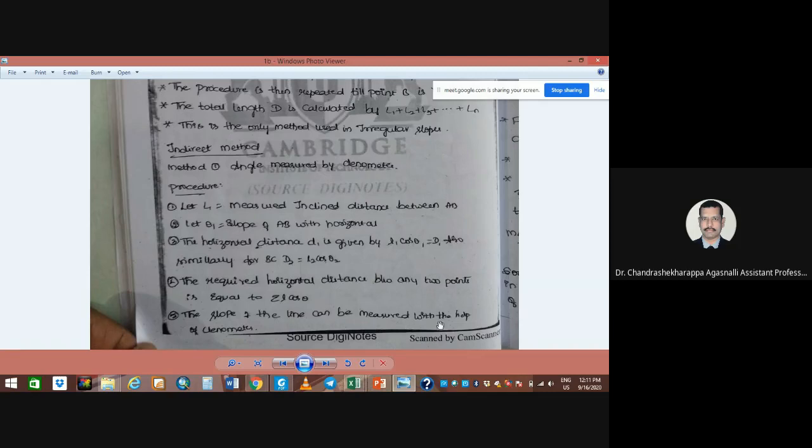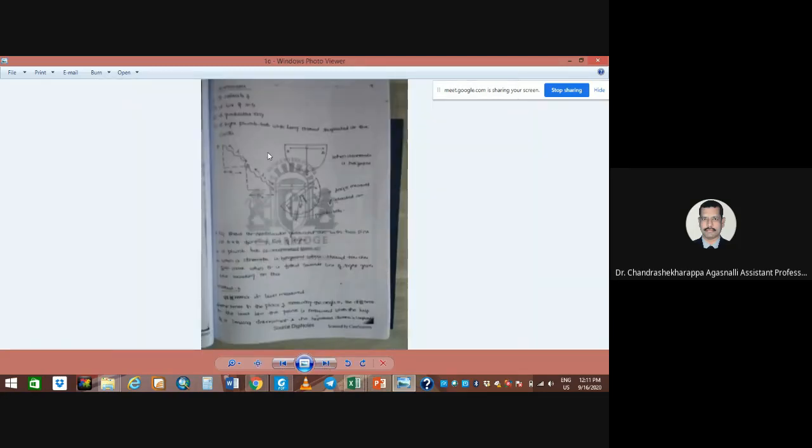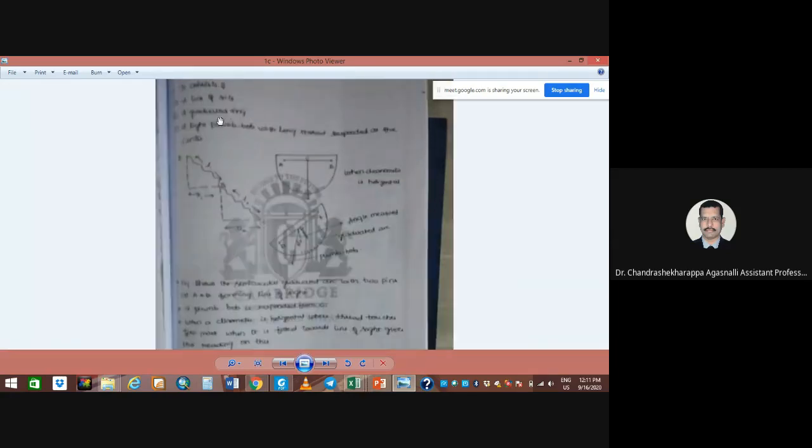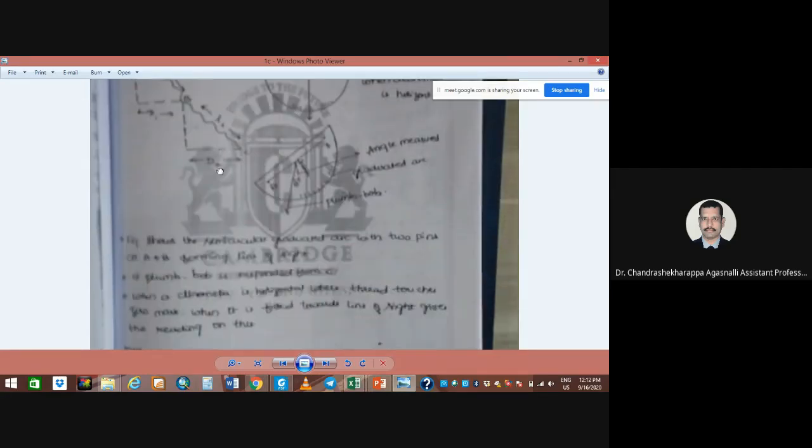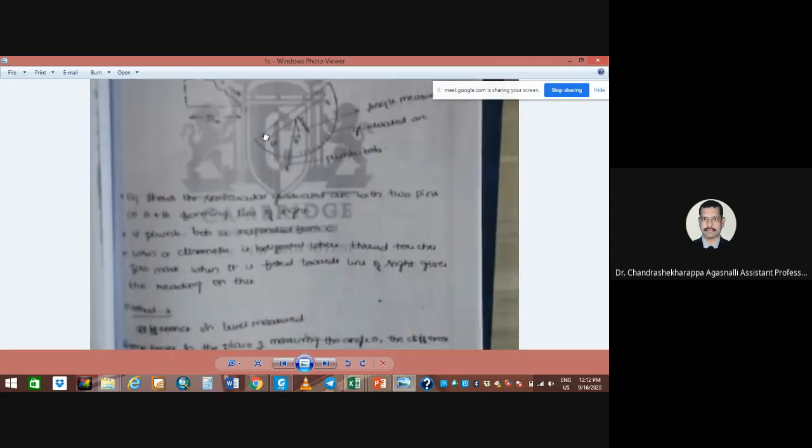The slope of the line can be measured with the help of a clinometer, that's an angle. The page is not visible properly, but I can read it: the clinometer consists of a line of sight and a graduated ring, and a plumb bob with a long thread suspended at the center. When the clinometer is horizontal, this will be the reading. When the clinometer is inclined, the plumb bob will be here, and here are D1 and D2. A to B is the length to be measured, then B to C.